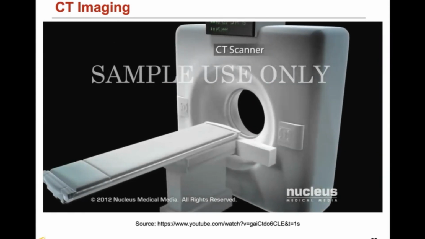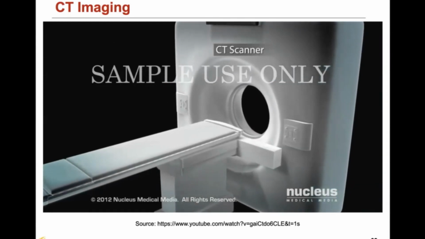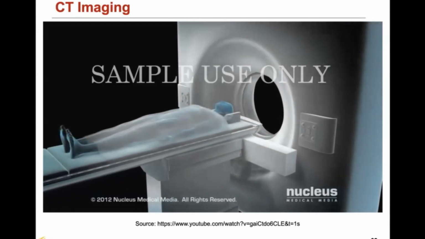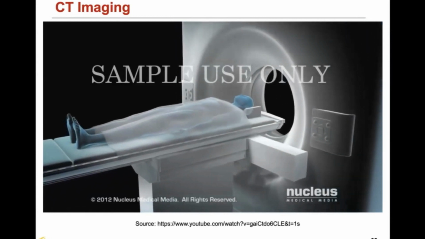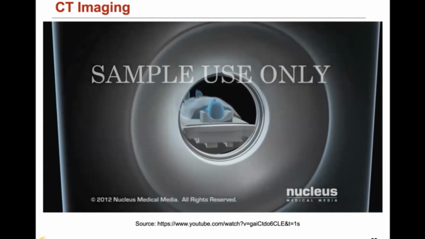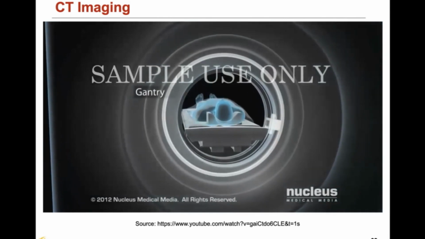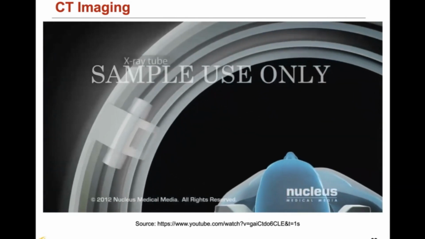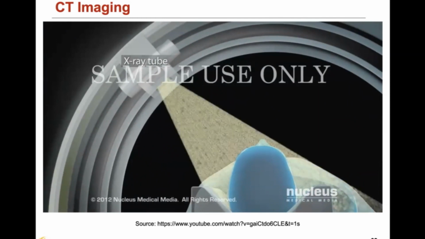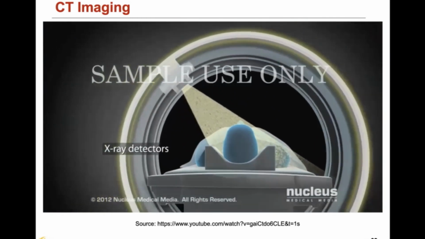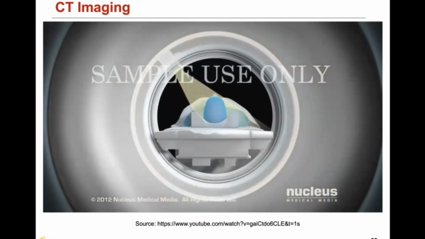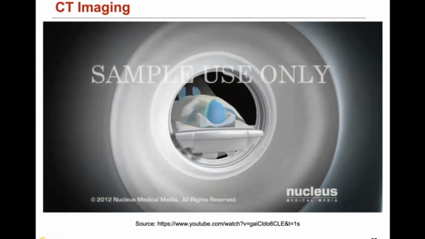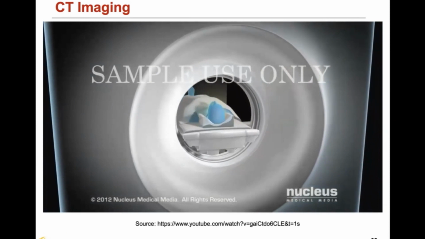A CT scanner is a large square or round X-ray machine with a tunnel through the center. During your CT scan, you will lie on a table that slowly passes through the tunnel. As you move through the tunnel, a giant ring called a gantry will rotate around your body. The gantry contains a tube that will release X-ray beams and detectors that will measure the amount of radiation absorbed by your body. The X-ray beams will capture many views of your body from different angles as the gantry spins.